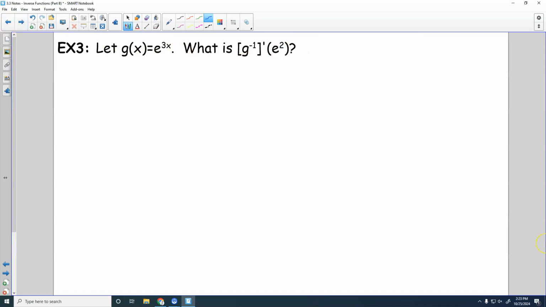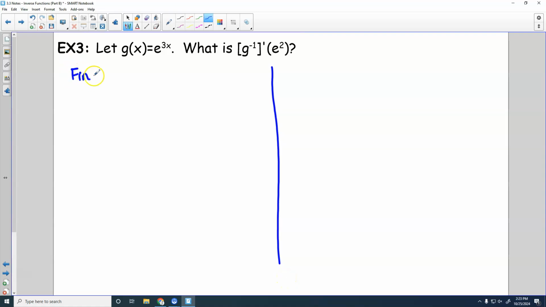Let's look at this one. Okay, we've got g of x equals e to the 3x. We want to know g inverse prime of e squared. Okay, so we could approach this either way. This one's definitely not going to be as easy to make a table for, to think about those values. So I'm going to do two different ways. So let's do this way.